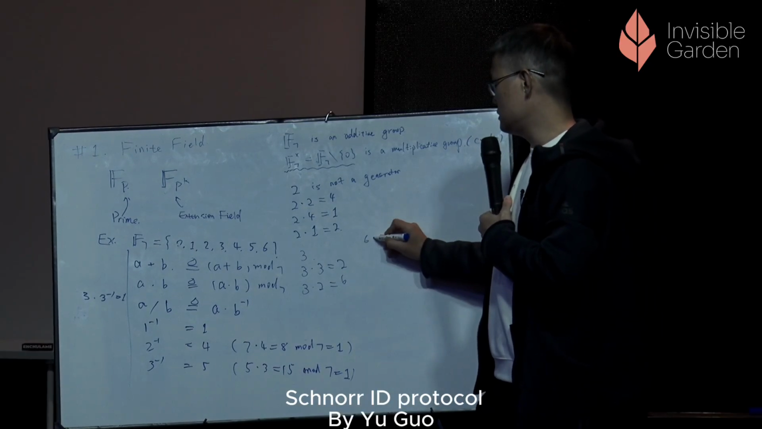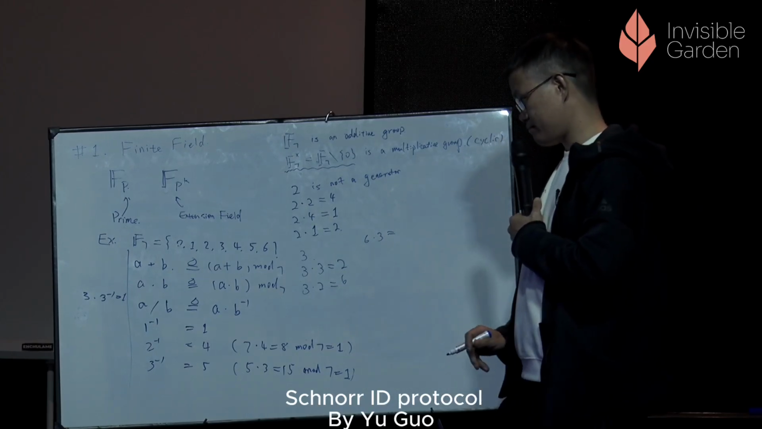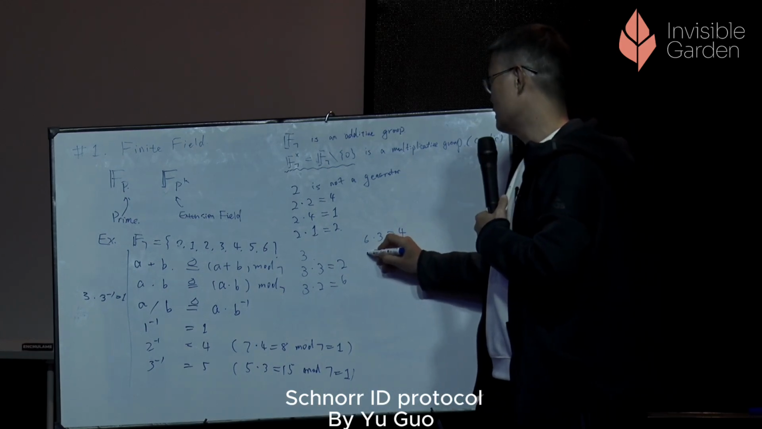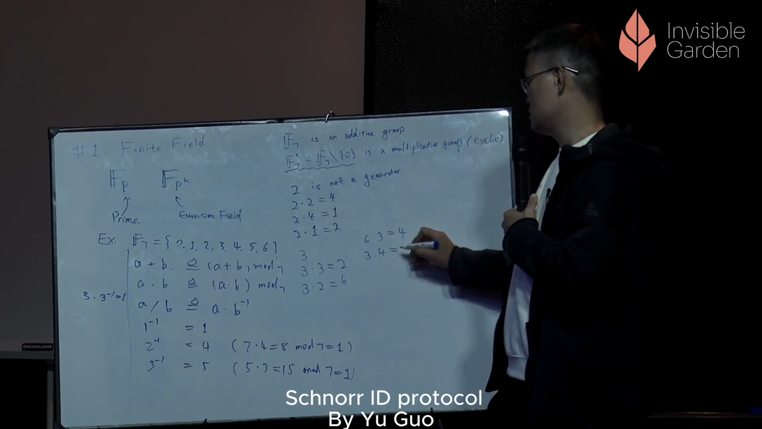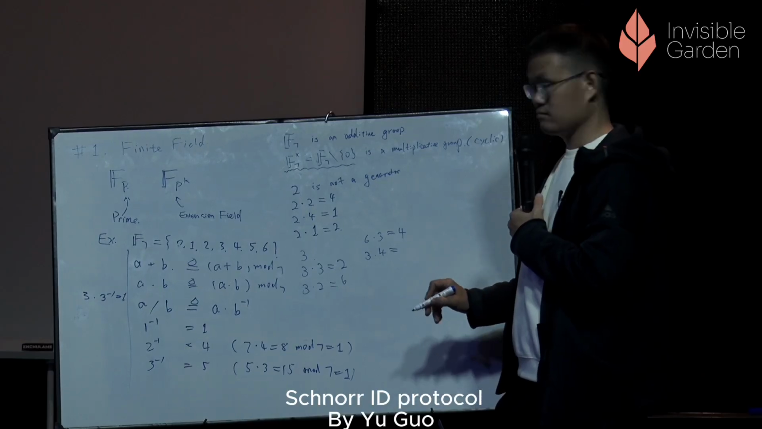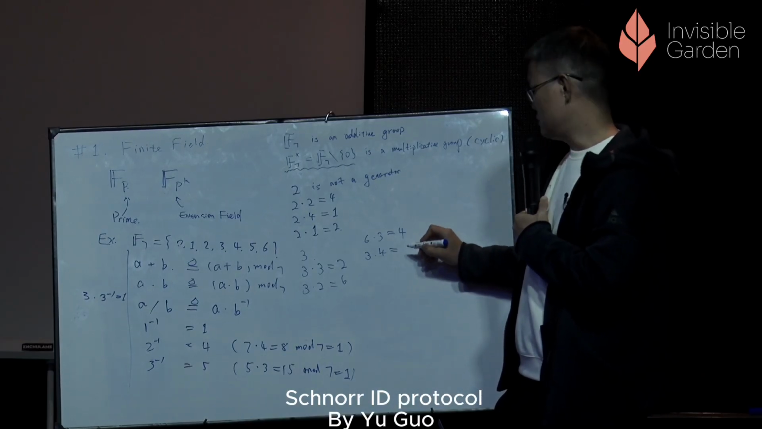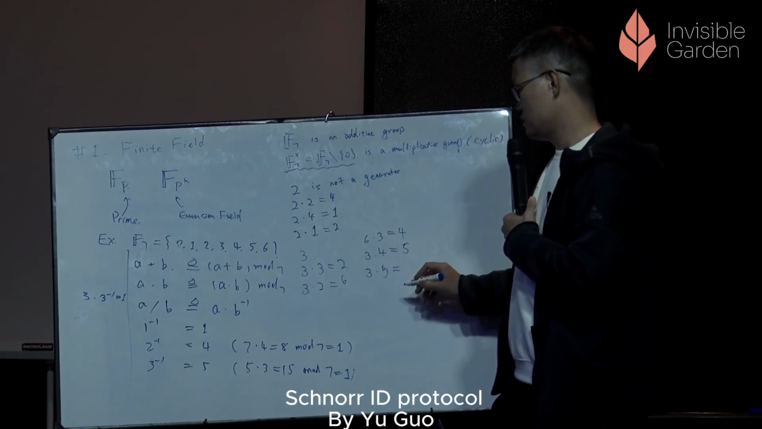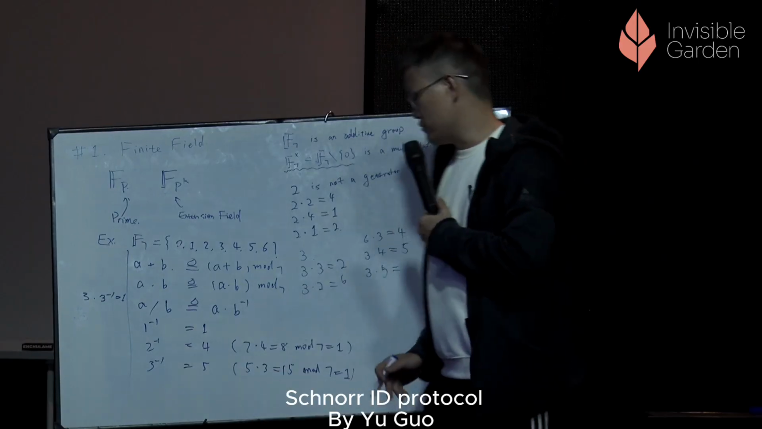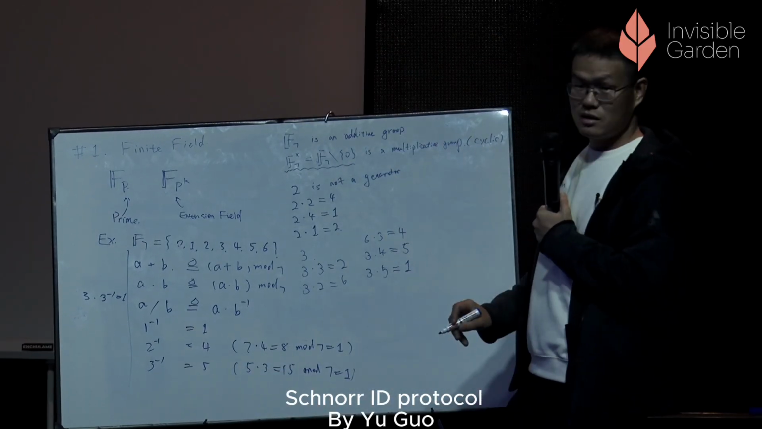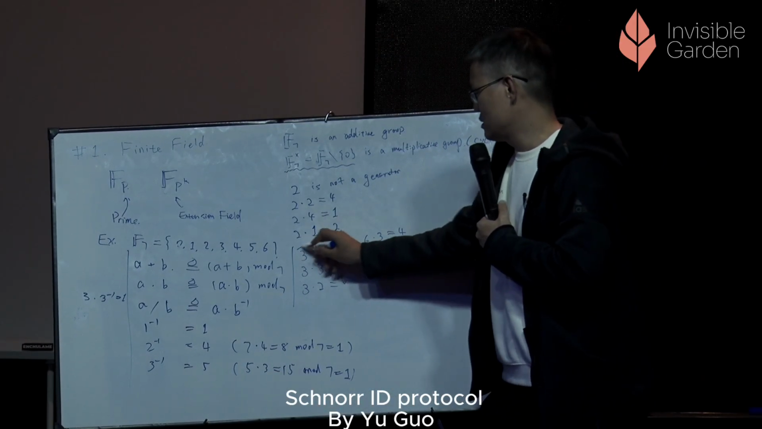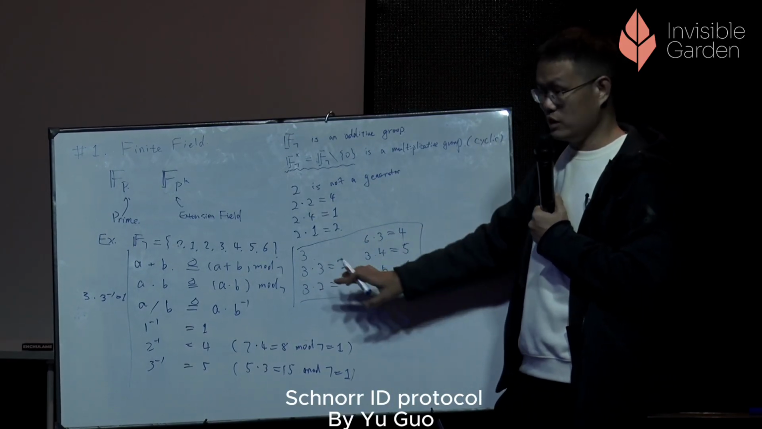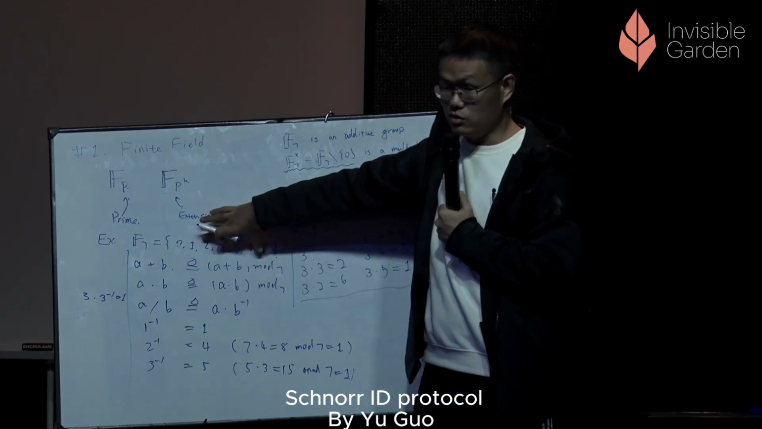Then let's continue. 3 times 2 equals 6, right? And 6 times 3, we got 4, right? And 3 times 4, 5. And 3 times 5, because 5 is the inverse of 3, we got 1. All right. Here we can see that using 3, we can generate all the elements except 0 of the F7.